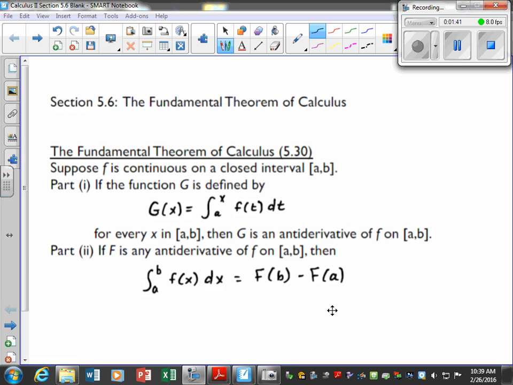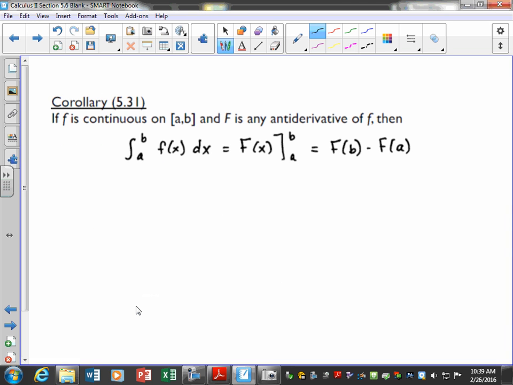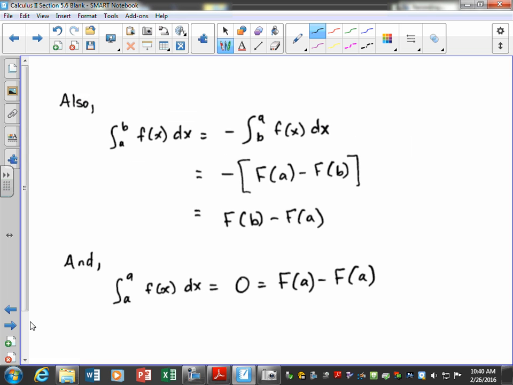So all that work we've been doing in those previous lessons, this fundamental theorem of calculus is going to be a great tool for us. This is just a corollary in your textbook, saying the same thing. If we take the antiderivative and evaluate it from a to b, we'll be able to find the area using F of b minus F of a. Kind of a restatement.